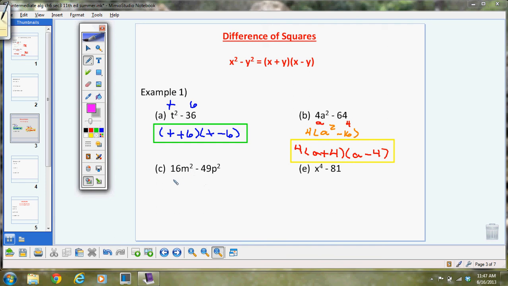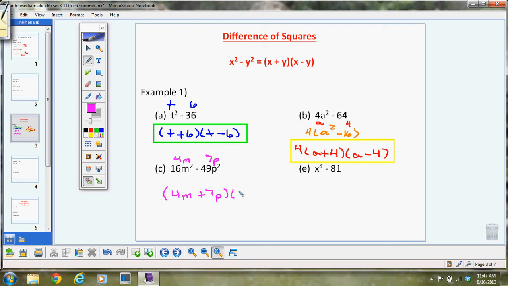In this case, we have a squared, so let's see, are they both perfect squares? They squared a 4 and they squared an m. On this one, 49p squared, they squared a 7 and they squared a p. So I can do this. I'm going to see what they squared. It was a 4m, and then I'm going to put 4m plus 7p and 4m minus 7p. And that one will be factored.